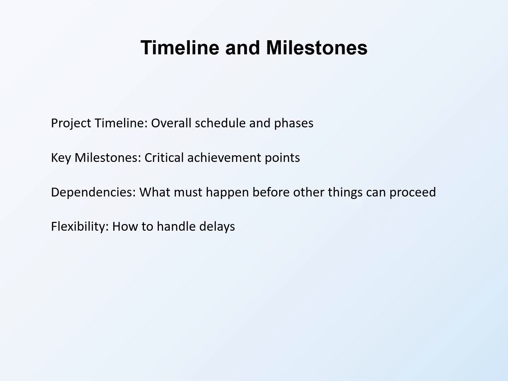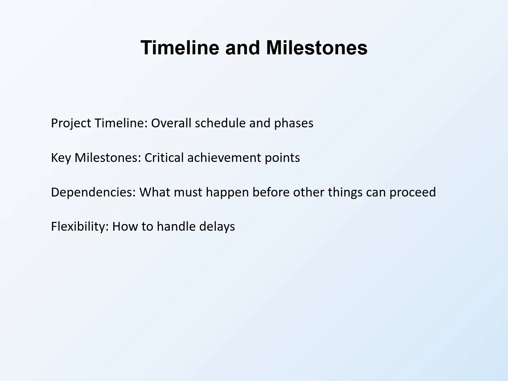Phase organization groups activities into logical time periods. Many projects have distinct phases such as startup, implementation, and closeout. Describe what happens in each phase and how phases connect. Milestone identification marks key achievements throughout the project period.